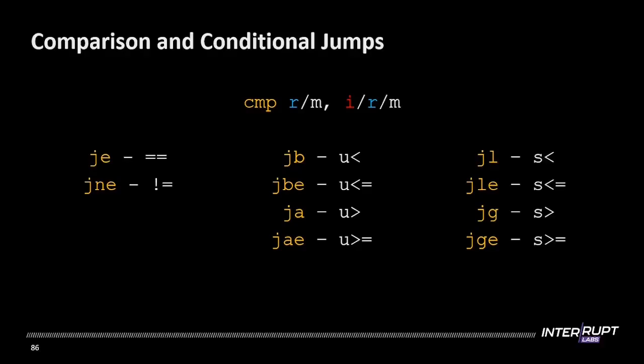So there's JE for jump equal, JNE for jump not equal. For the unsigned inequalities, the keywords are below and above. So JB for jump below, JAE for jump above or equal, etc. And for the signed inequalities, the keywords are less and greater.